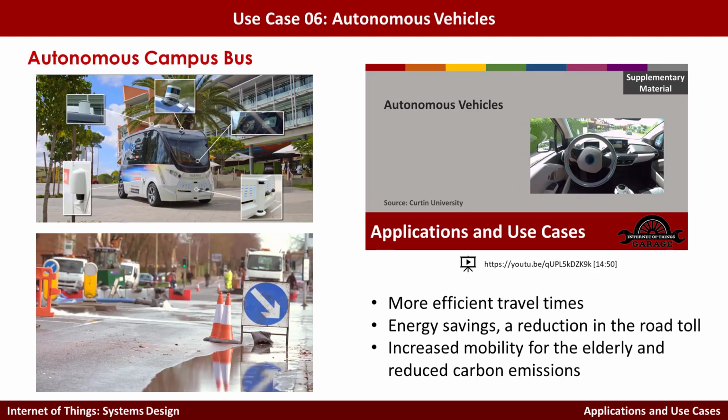This is an autonomous vehicles based use case where they have developed a smart autonomous bus that can transport people around the campus. Key focuses have been efficient travel times, energy savings, a reduction in the road toll, and increased mobility for elderly people while reducing carbon emissions. So please go ahead and watch the video about this autonomous bus.